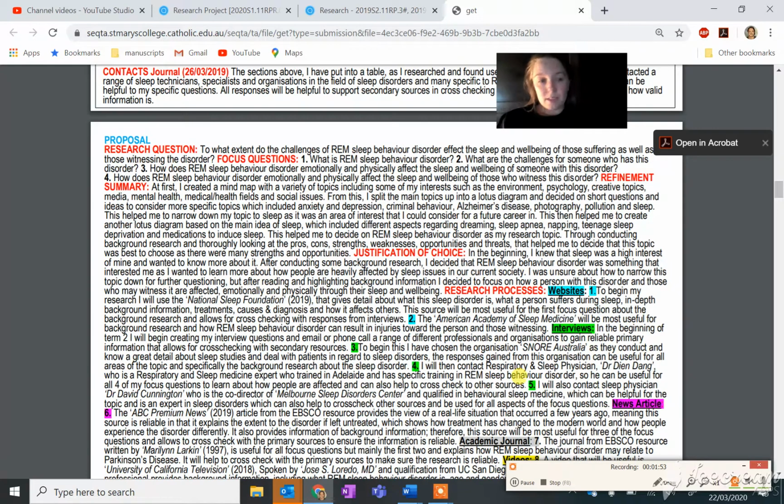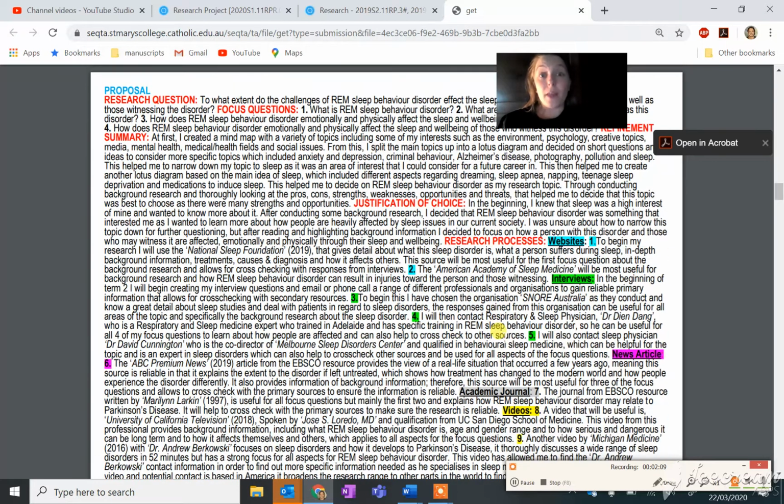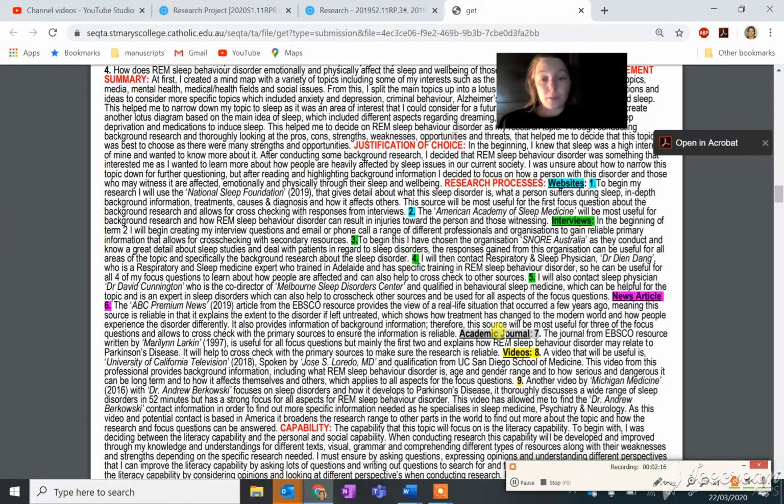Importantly, what we can see is things like the research question, then we've got the focus questions, the refinement summary, so we get a sense of how they did it. If we look at the words, at first I did this, from this I did, then this helped. It's time words, which are really important. Then we've got a justification. Why this topic? Why is it of interest? What have they decided to do? Then we get them going through the website.